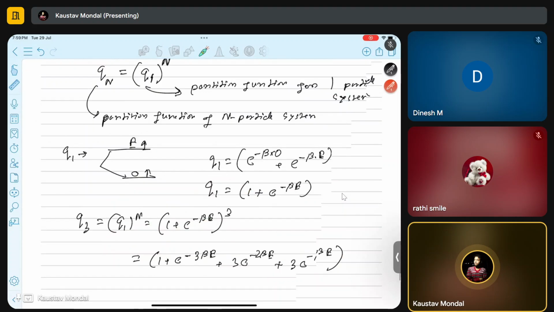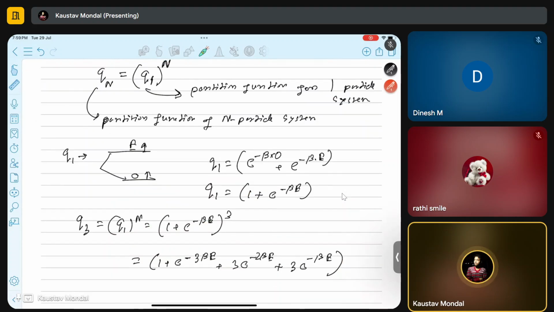So this is basically a very useful technique that you can use to calculate the partition function when the number of particles becomes very much higher. Okay, so this is it.